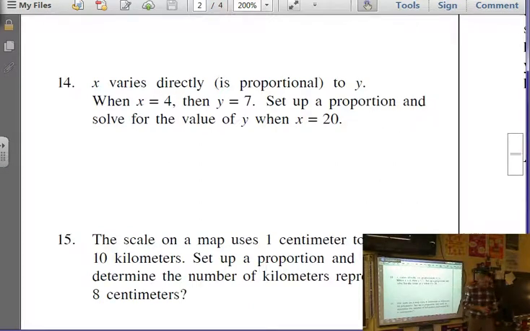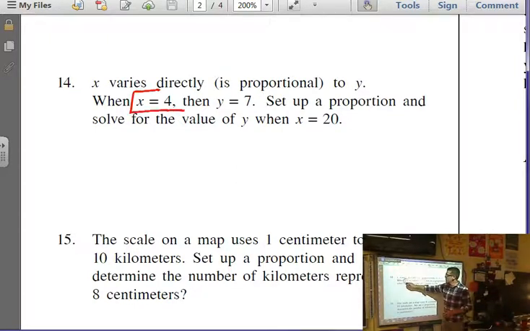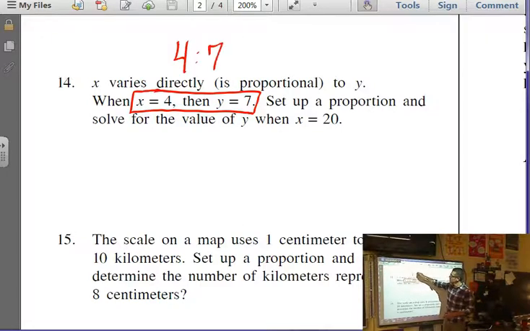Now, the varies directly problem. Some people are getting goofed up on this, and I think you're just getting screwed up because of the vocabulary. When we have direct variation, that just means it's a proportion. So when x is 4, then y is 7, that goes together. That's like saying the ratio 4 to 7, or writing the ratio 4 over 7.